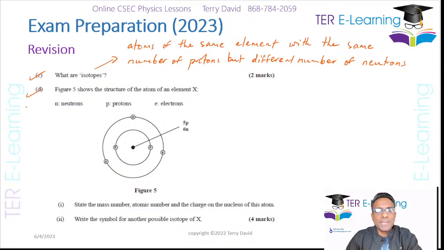Now, part D shows the structure of the atom of an element X. So we have some atom here. They want us to state the mass number, the atomic number, and the charge on the nucleus. So here's what I want you all to write down for me. Based on the data here, what is the mass number of this atom? Look at the data, and I want to know what the mass number is.